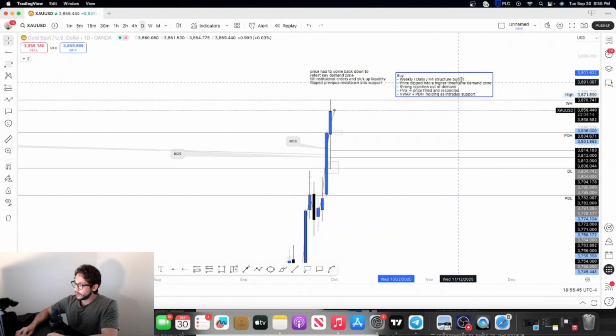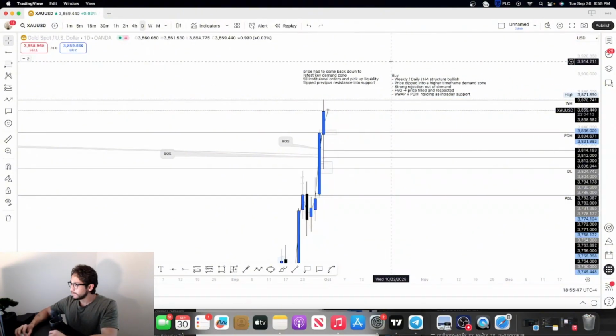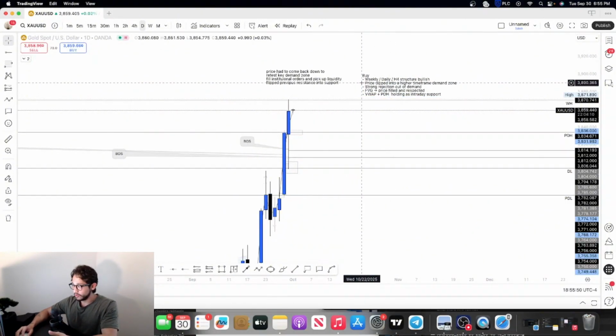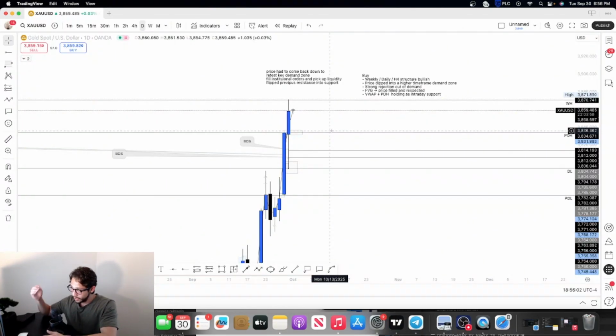These are the notes that I had for the setup that we took today. If you guys look, we were looking for a buy position. The weekly, the daily, and the H4 structure are completely bullish. We all know that. Price dipped into a higher time frame demand zone, which is what I'm going to explain to you guys. We had a strong rejection and a reaction at the demand zone. We also have the rejection of a fair value gap. We also have the rejection of the VWAP, and price was holding above the previous day's highs, which is holding as a previous or intraday support zone, right?